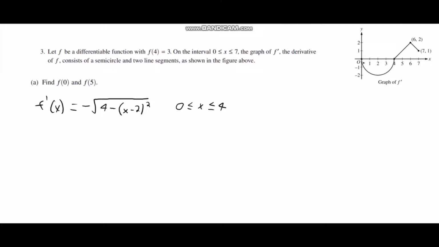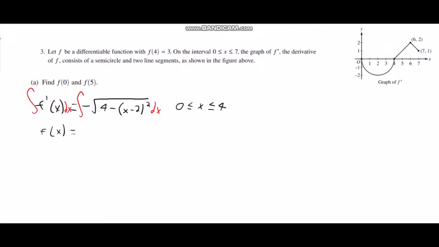So now to find f of 0, I can just find f of x, use this initial condition, and then plug in 0 and get a value for that. To do that, I'm going to integrate both sides with respect to x. On the left side, when we integrate f prime of x, we get f of x plus a constant. We're going to integrate the right side too, and we'll also have a constant, so I'll just put down a constant at the end when we integrate the right side.